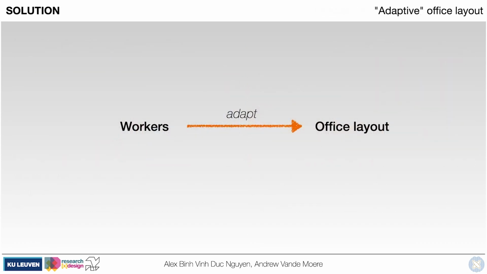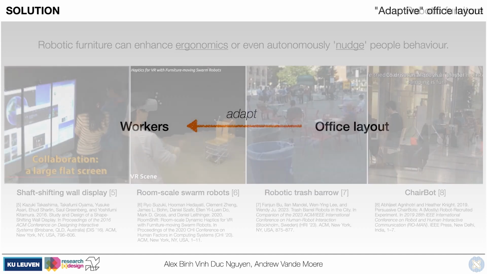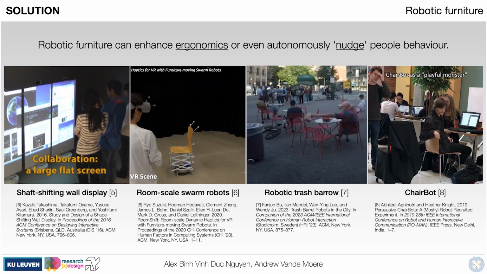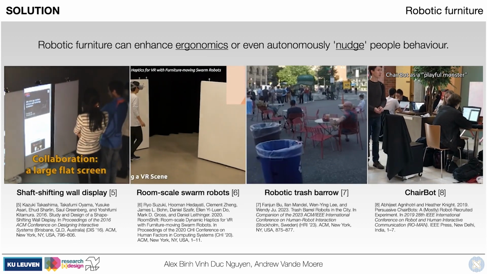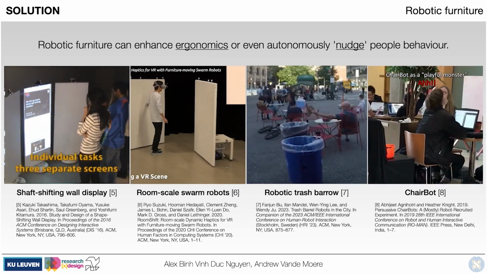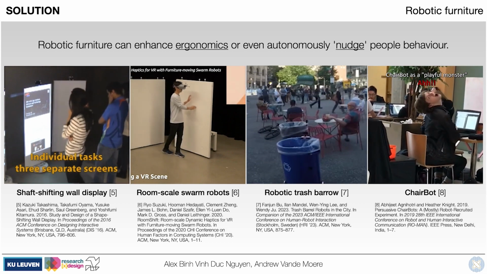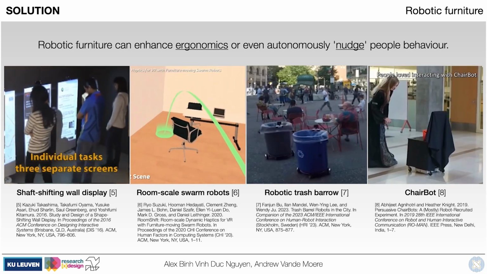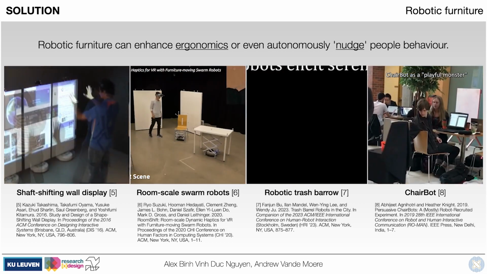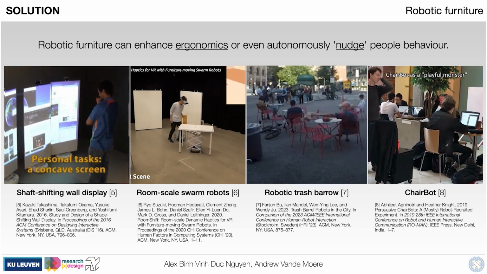In this research, we propose the concept of adaptive office layout, which is based on the premise that workers should not have to adapt to the office environment. Instead, the office layout should be able to adapt to their changing and diverse needs. This concept is built upon the technological advancement of robotic furniture, which is now not only able to move life-sized architectural elements, but also autonomously interact with people and even nudge their behaviors through carefully designed motion.